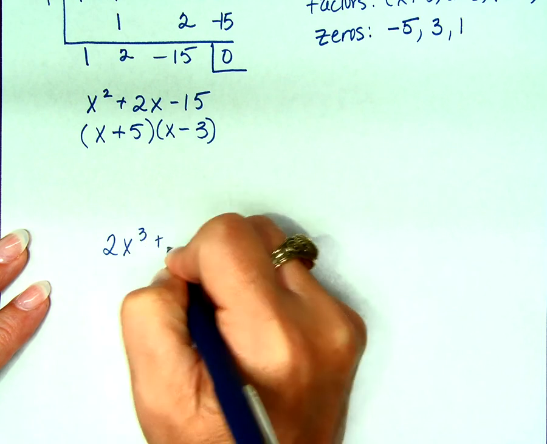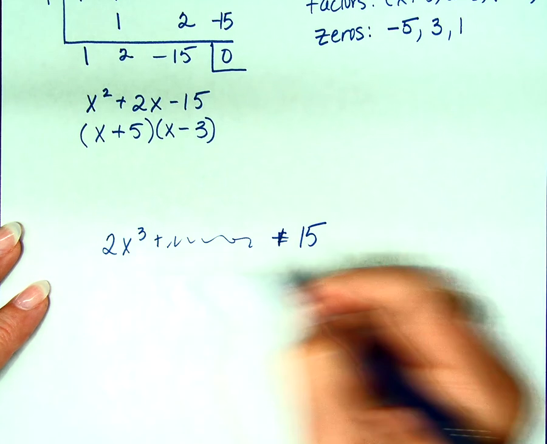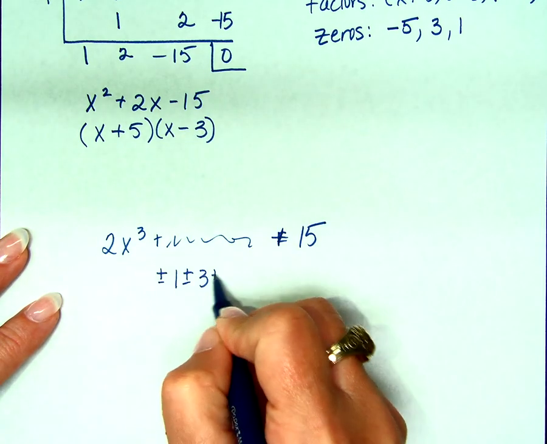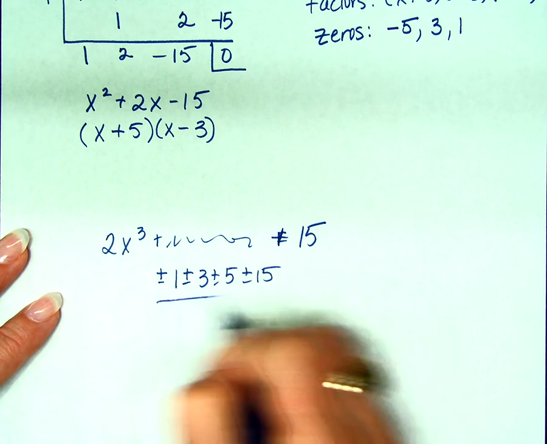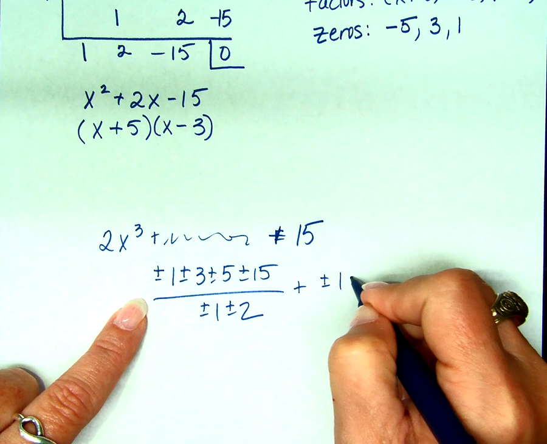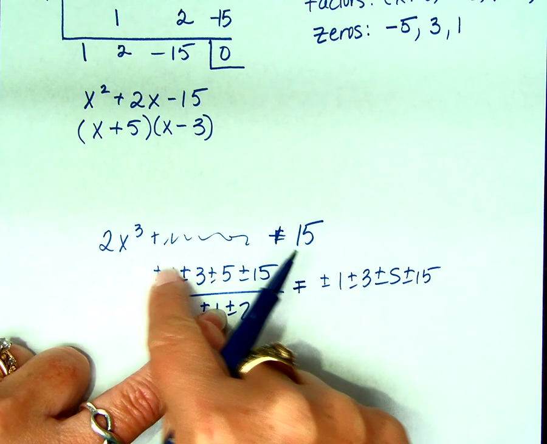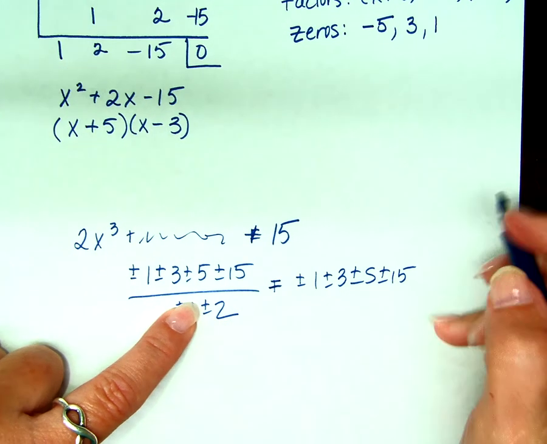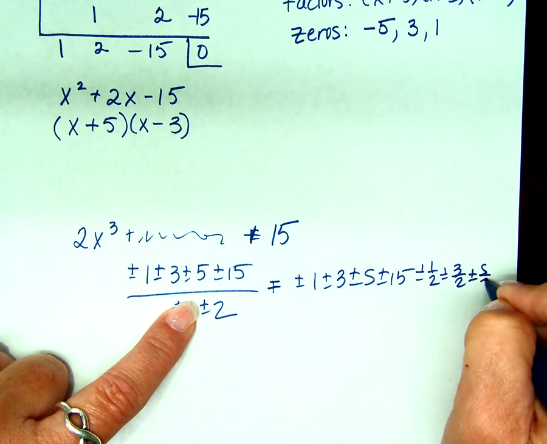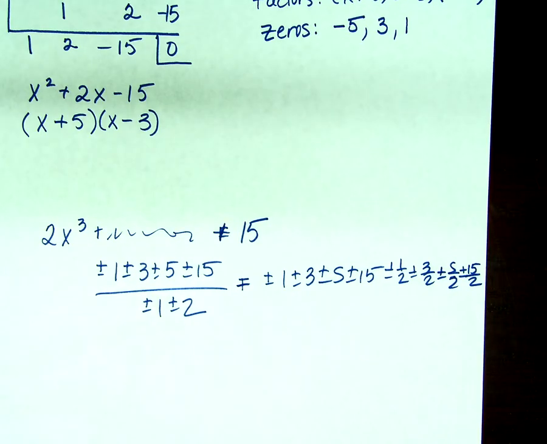2x to the third plus blah, blah, blah, blah, plus 15. And my rational root theorem says all possible zeros, so I have to do 1, 3, 5, and 15, all divided by 1 and 2. That means I would have to do 1, 3, 5, and 15, but I also need all of these divisible by 2. So 1 half, 3 halves, 5 halves, and 15 halves. Okay? Does that make sense?